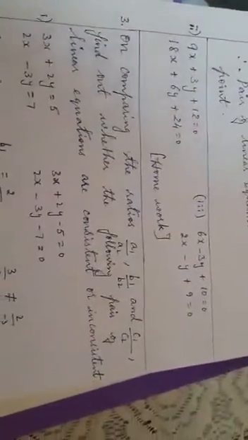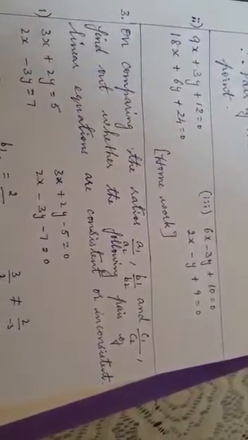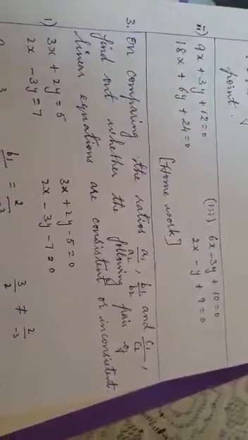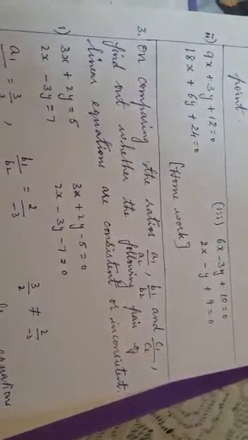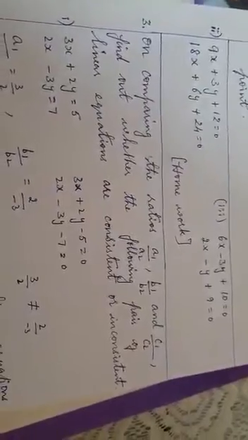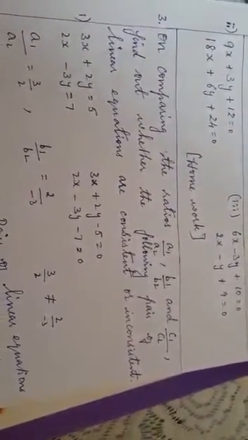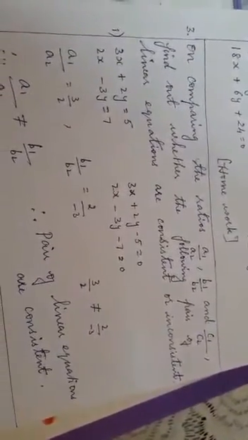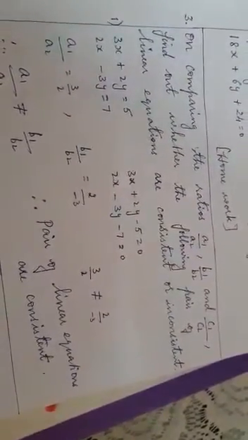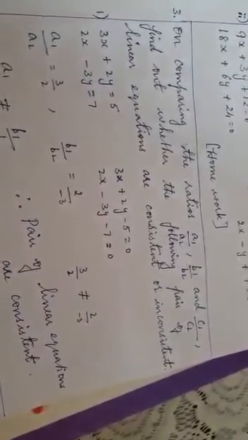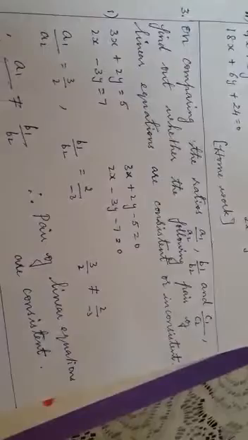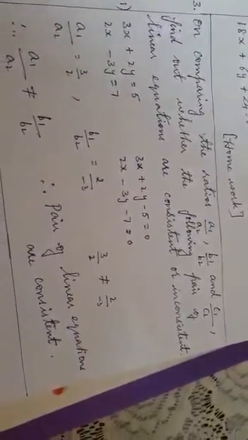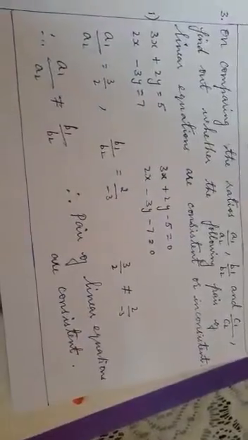Third question, on comparing the ratios a1 by a2, b1 by b2 and c1 by c2, find out whether the following pair of linear equations are consistent or inconsistent. We know that only the parallel lines are inconsistent. Intersecting lines and coincident lines are consistent. So the first question is 3x plus 2y is equal to 5, 2x minus 3y is equal to 7. This should be written in the form a1x plus b1y plus c1 is equal to 0. So we have written 3x plus 2y minus 5 is equal to 0, 2x minus 3y minus 7 is equal to 0.